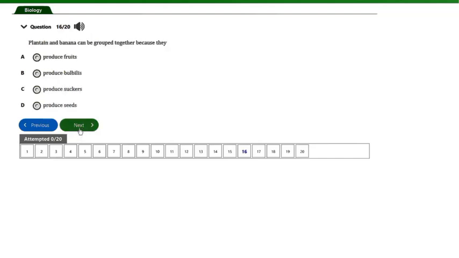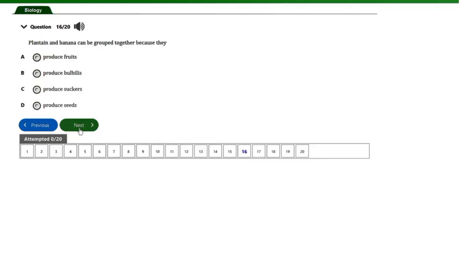So let's look at question number 16. The question says, plantain and banana can be grouped together because they A. produce fruits, B. produce bulbils, C. produce suckers, D. produce seeds. So guys, the answer to this question is option C, produce suckers. Both plantain and banana can be grouped together because they produce suckers. So they both produce suckers.